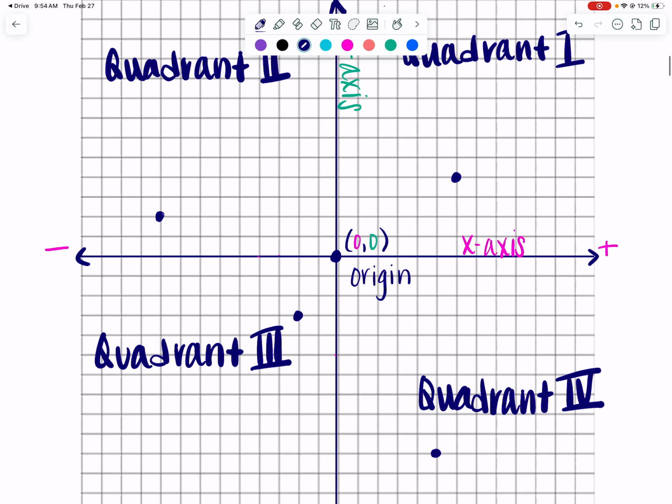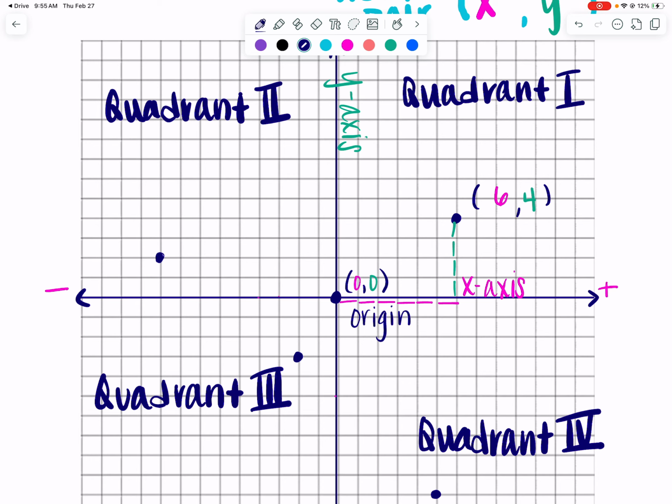Okay, so let's look at where these points are sitting. To determine my ordered pair, I'm going to count to the right because I have to go to the right to get my point. 1, 2, 3, 4, 5, 6 units. So my x coordinate is 6. To count the y's, I count 1, 2, 3, 4. So my ordered pair for that point is 6, 4.